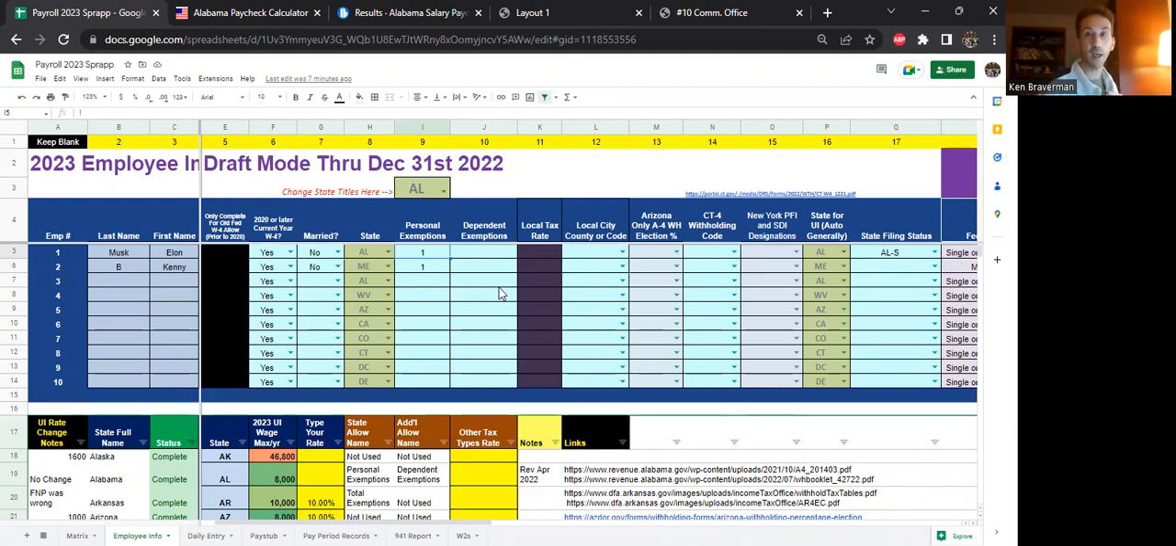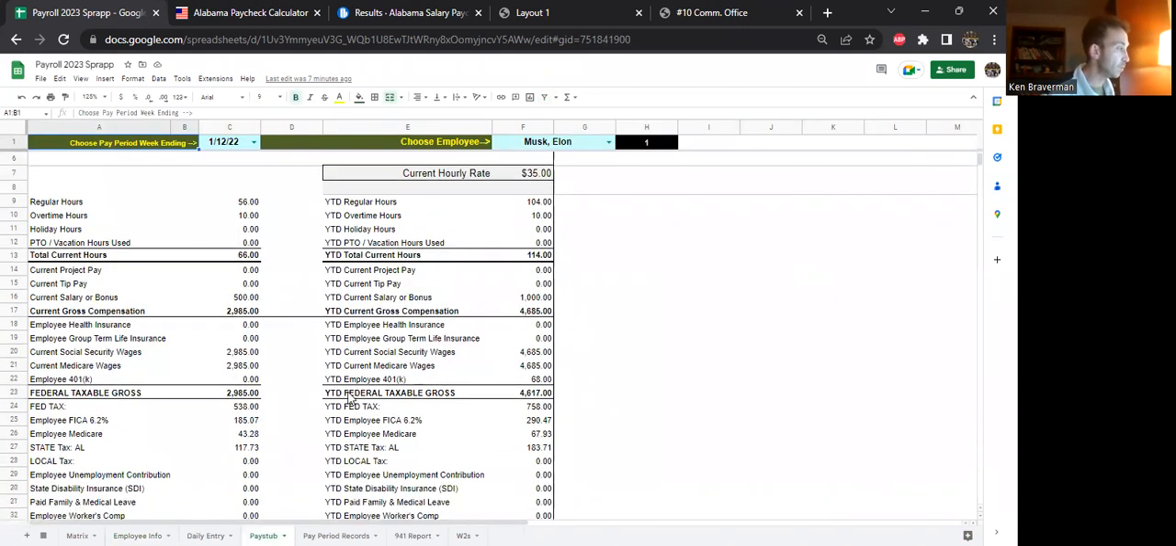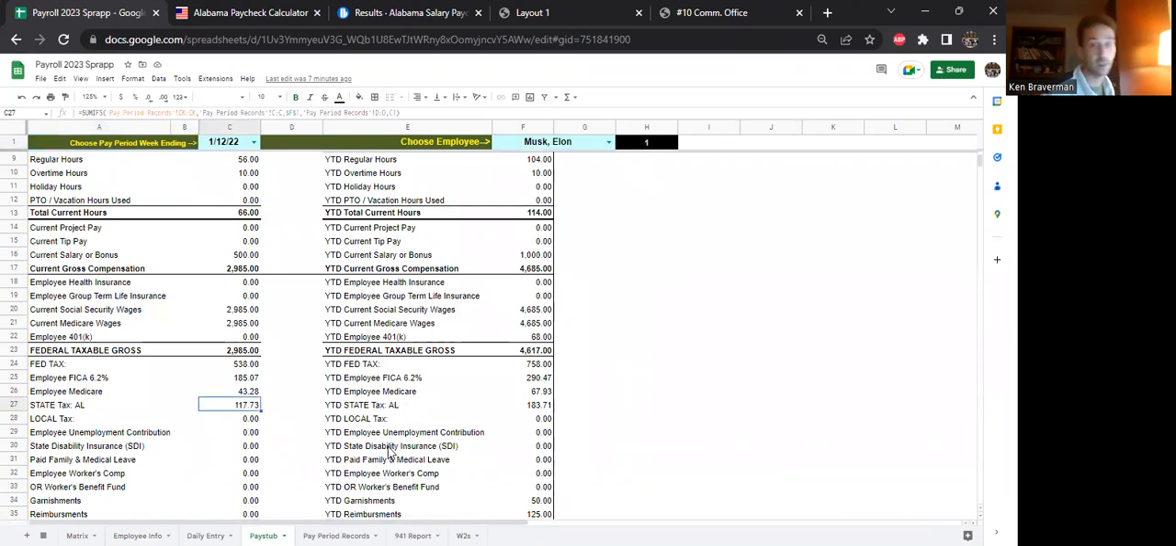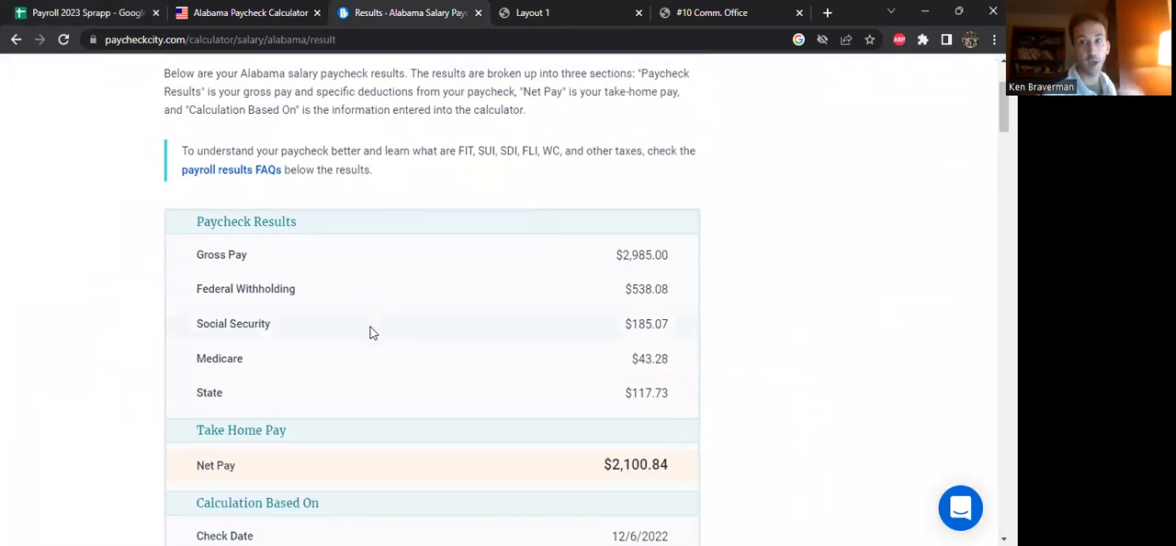So I went and evaluated all the formulas. And what we came up with is that Paycheck City is the more accurate one. We have the $117.73. And I'll do these checks for every state as I continue to work on this over the next month, before it's finally ready and before the federal government issues their final Publication 15, before this finalizes for 2023.